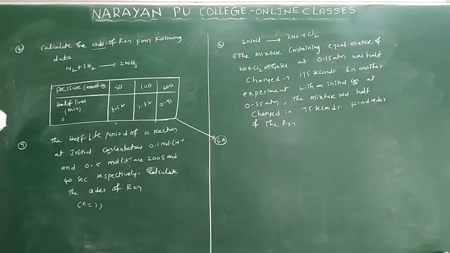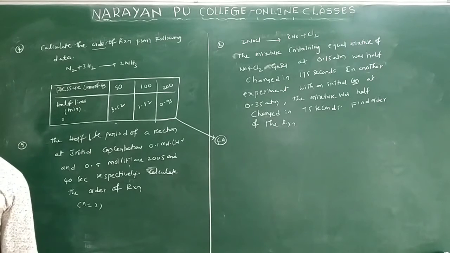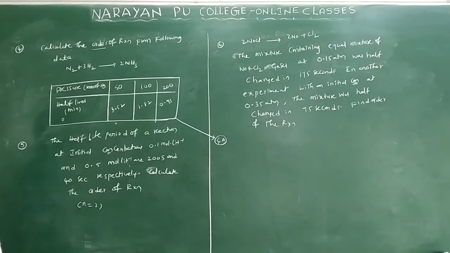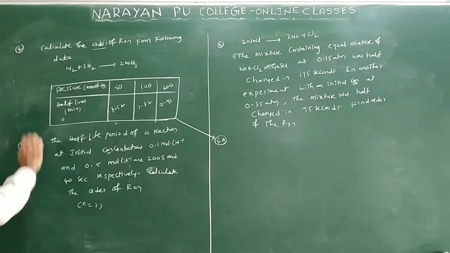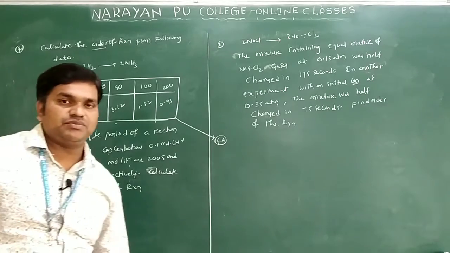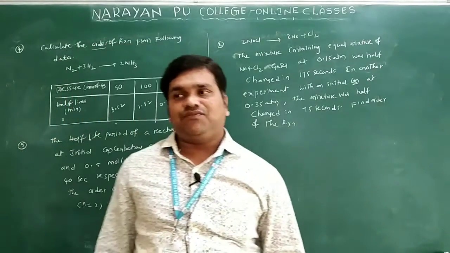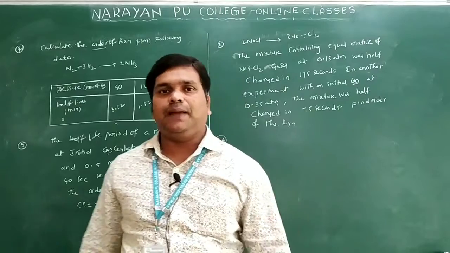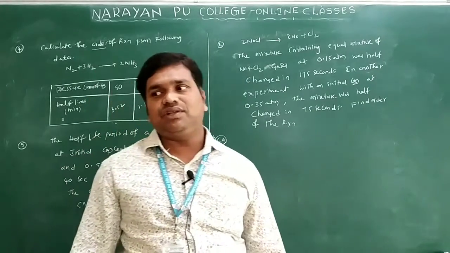See this question now. Calculate the order of the reaction from the following data. The data is given: N2 plus 3H2 gives 2NH3. If pressure is given, half life is given. Okay, sometimes gas reactions are there. Definitely they will give pressures. If the concentration is there, they will give the molarity like that.